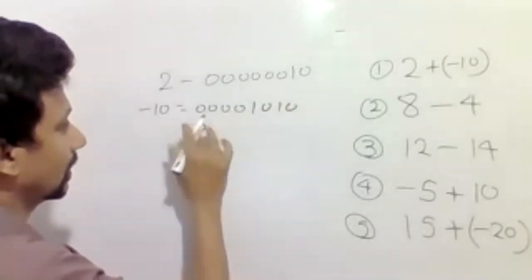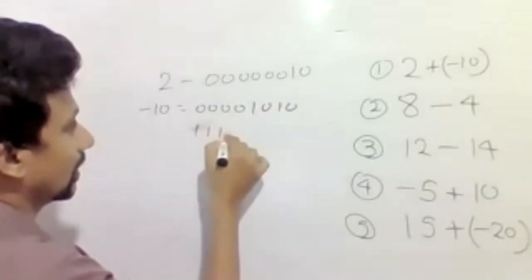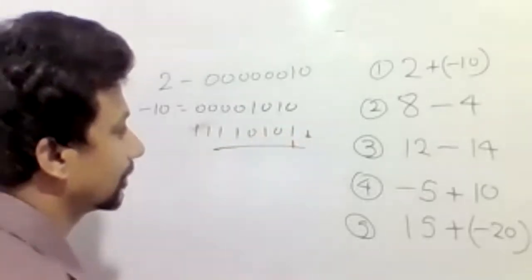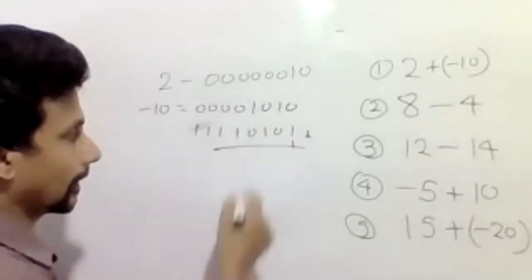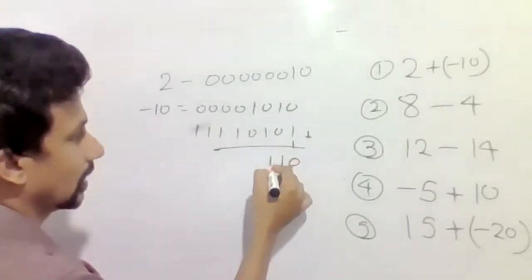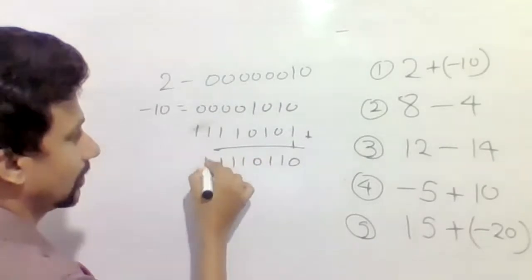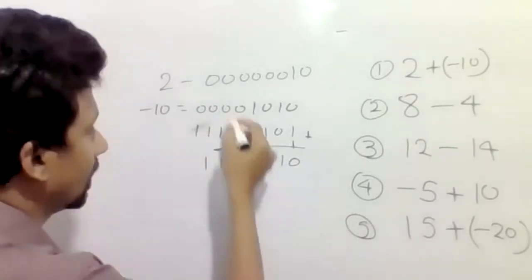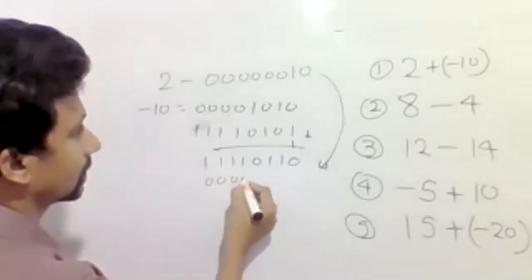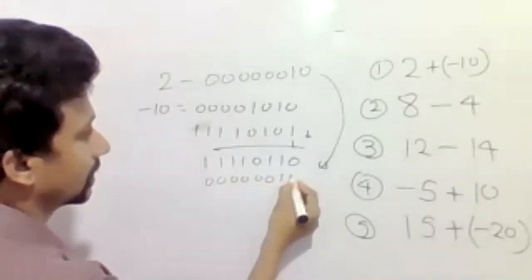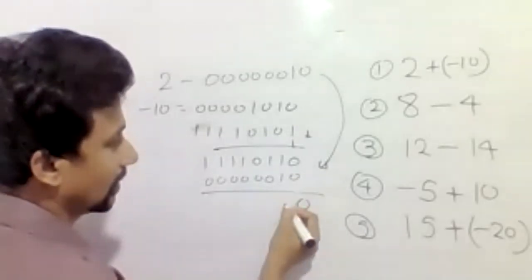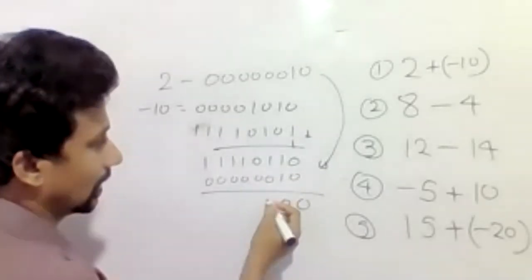Flip the bits: 1 1 1 1 0 1 0 1. Then add 1 here. Then you are getting the 2's complement value. Here 1 1 1 1 0 1 1 0. So I'm going to add that to this number I'm taking here, 0 0 0 0 0 0 1 0. Then add them together.